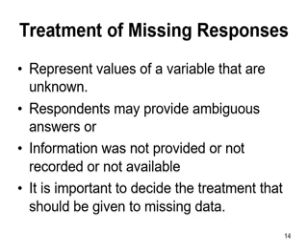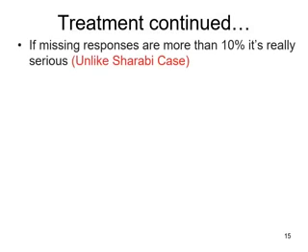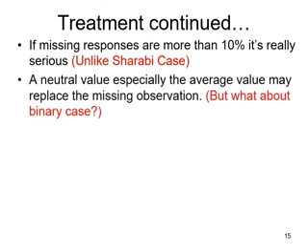Now the question is what we should do with the missing observation. First, we can directly cancel the entire observation totally. But as we told earlier, this cannot be done if the sample size is small. If we have a lot of data, we can do it, but if we have less data, we shall not do it. A neutral value, especially the average, may be a replacement of the missing observation.